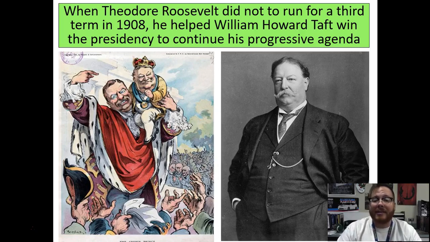When Theodore Roosevelt did not run for a third term in 1908, he helped William Howard Taft to the presidency and to continue his progressive agenda. William Howard Taft was kind of selected by Teddy Roosevelt to be his successor. He was going to be like Roosevelt 2.0. They had a lot of the same views. They were close personal friends. And Taft had a lot of political experience. He was the governor of the Philippines for a long time. We'll come to why that is when we talk about the Spanish-American War a little bit later.